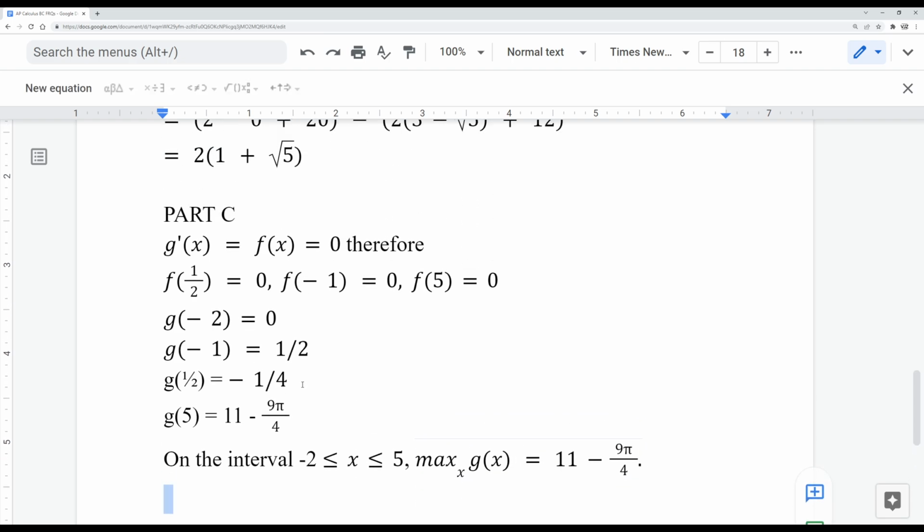Now, the points. You must first identify all of this. So this is a point, so I'll just write it here.